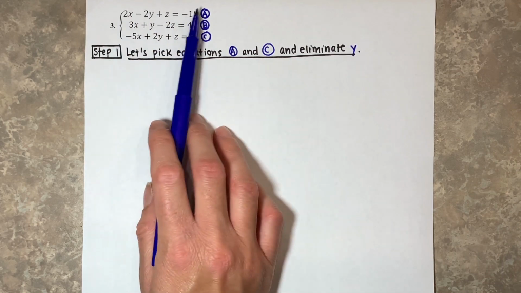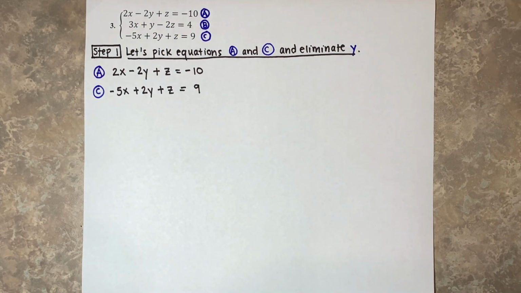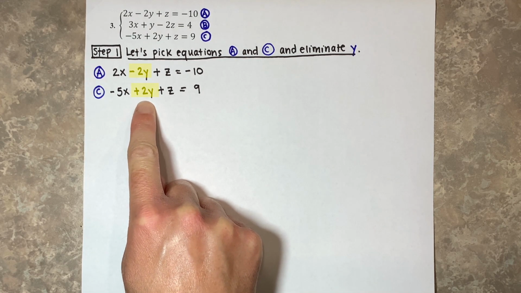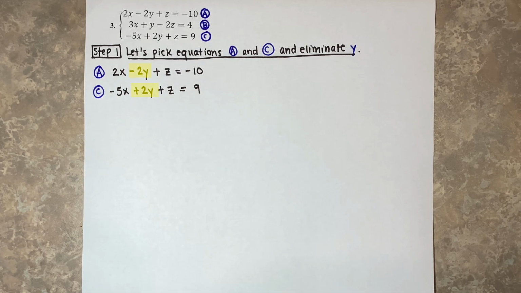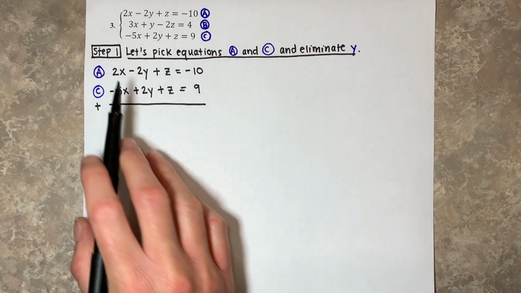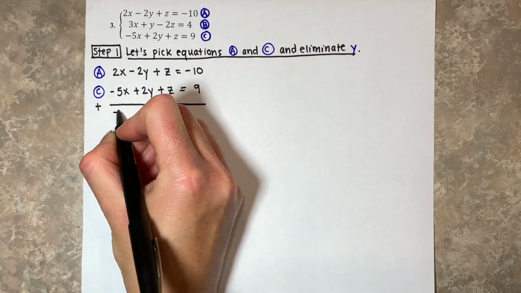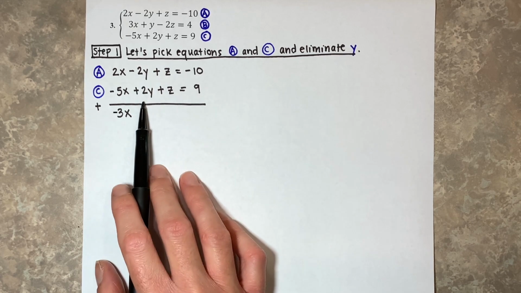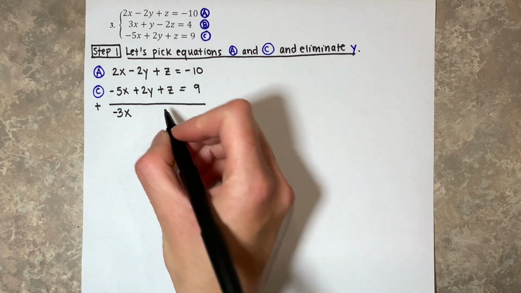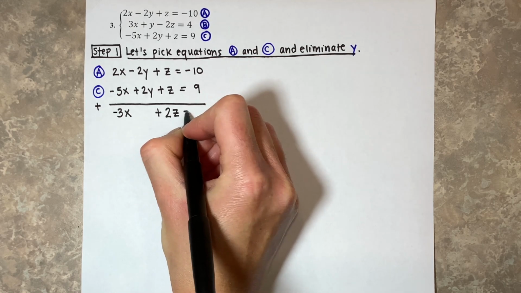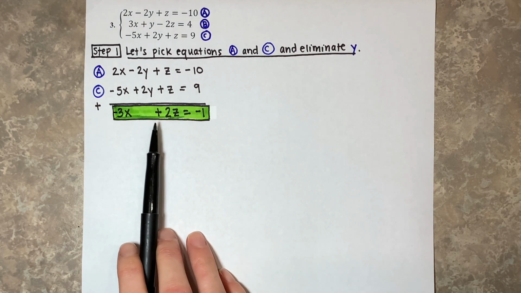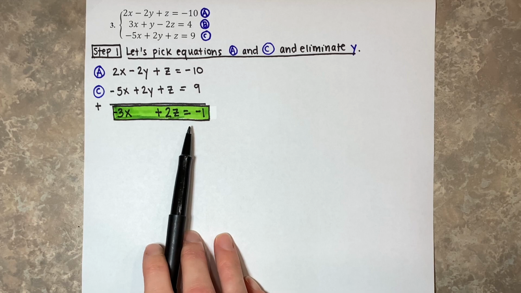I'll start by copying down equations A and C over here. Now, like we said, the y's already have matching but opposite coefficients. So we can proceed to add these two equations together and our y's will be eliminated. Let's see. 2x plus -5x will give us -3x. -2y plus 2y will give us 0, so the y's will be eliminated. 1z plus 1z will give us a +2z. And -10 plus 9 will give us -1. Then I made sure to box and highlight our answer here because we will use this answer in step 3.